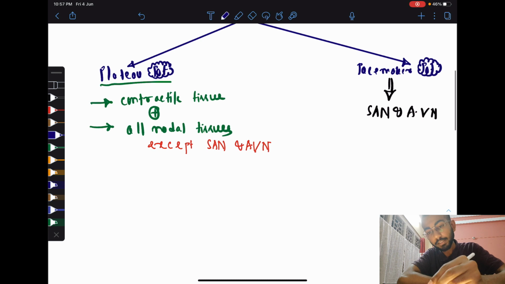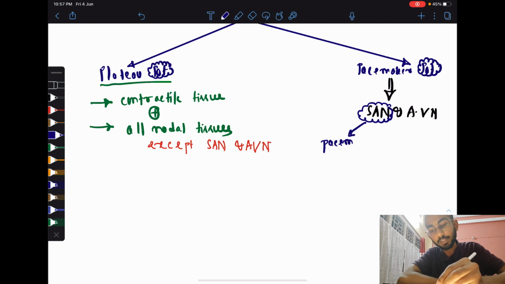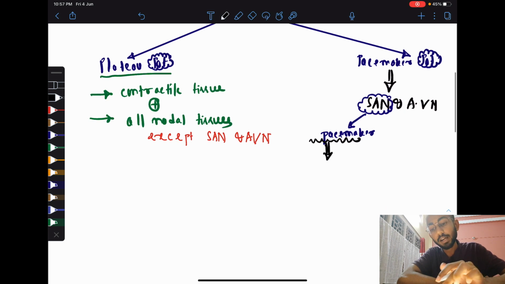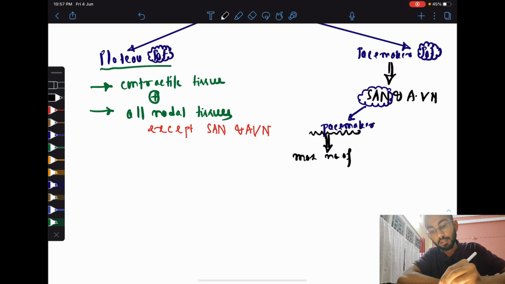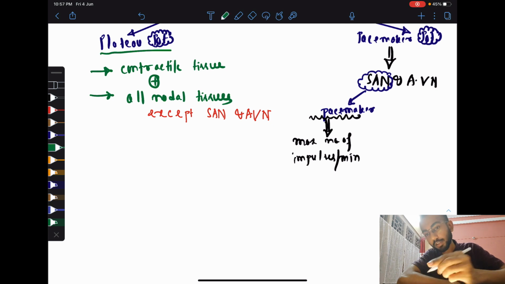Now before proceeding, let me tell that this SA node, as you all may know, is the pacemaker of the heart. But do you know why? Why is SA node the pacemaker of heart? SA node is the pacemaker of the heart because it generates maximum number of impulses per minute as compared to other nodal tissues.